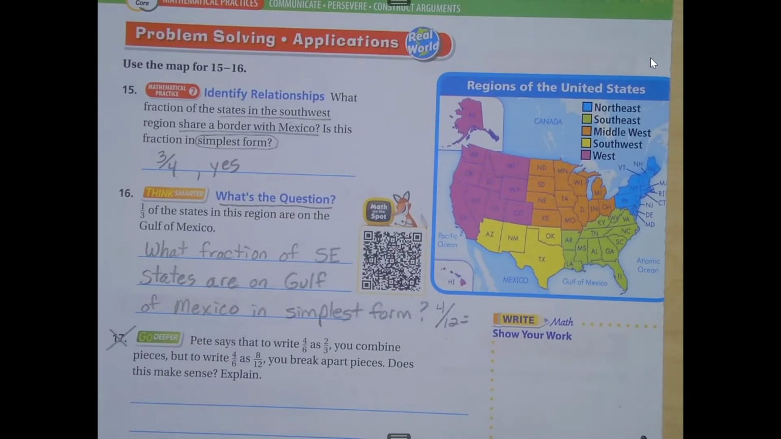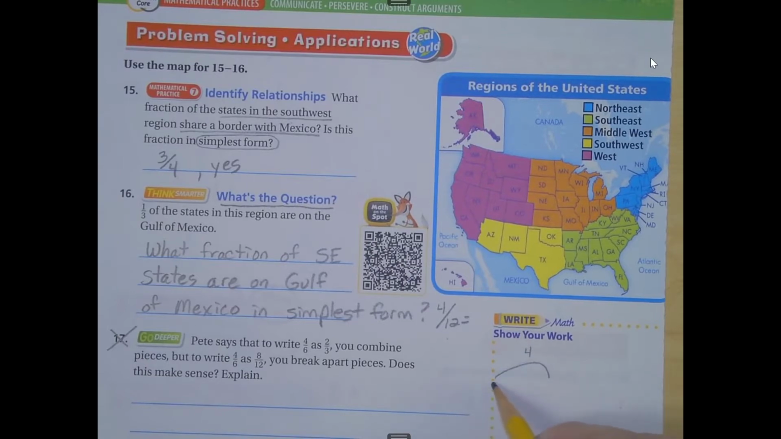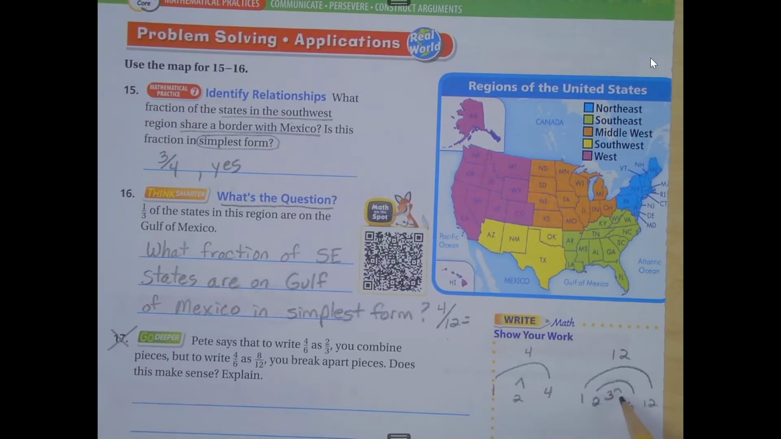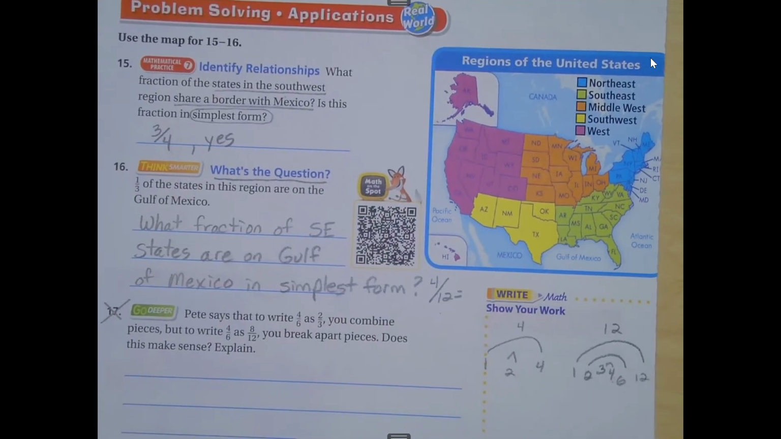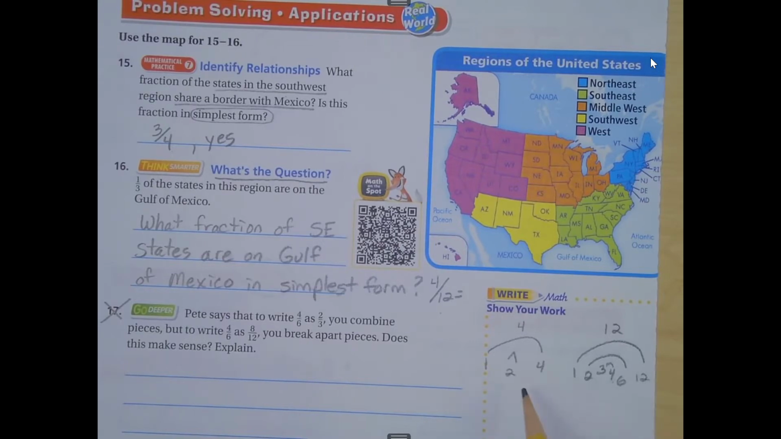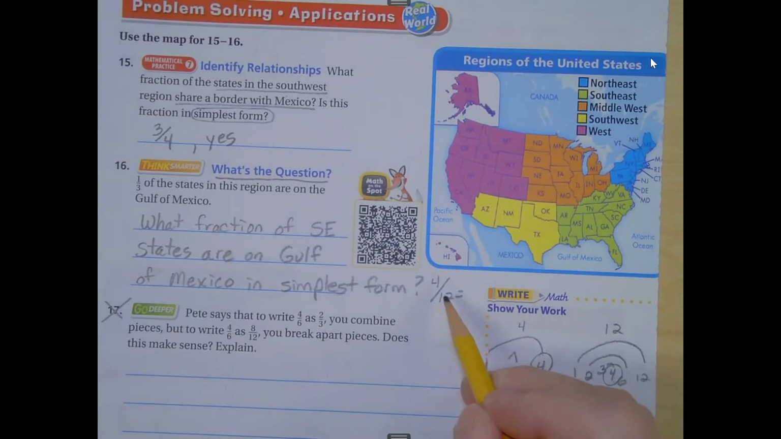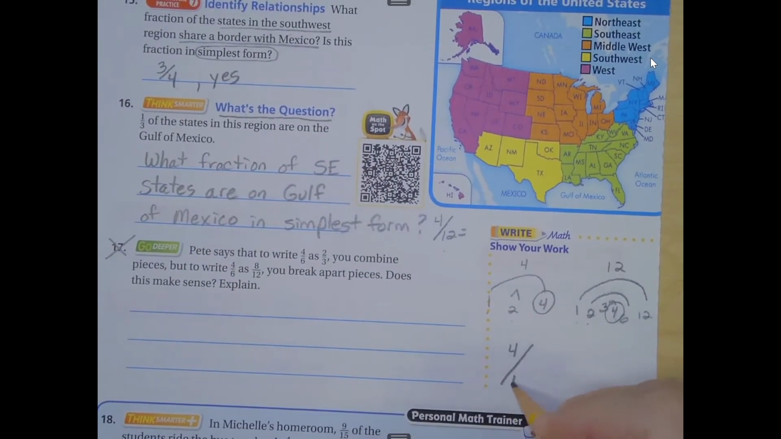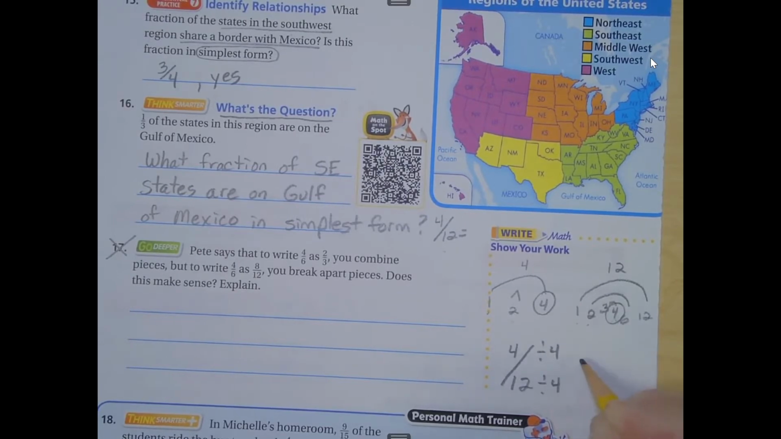Now, if you're forgetting how to do simplest form, you could do a factor rainbow of 4. We could do a factor rainbow of 12. Kind of ran out of room there. And then look for the largest common factor. That's the greatest common factor. Well, they both have 1 as a common factor, but that's small. Let's try 2. Yep, they both have 2. How about 4? Yes. We could divide both 4 and 12 by 4, and that will get us the simplest form. 4 divided by 4 is 1. 12 divided by 4 is 3. 1/3 is the simplest form. Because those are also prime numbers, we can't go any lower.